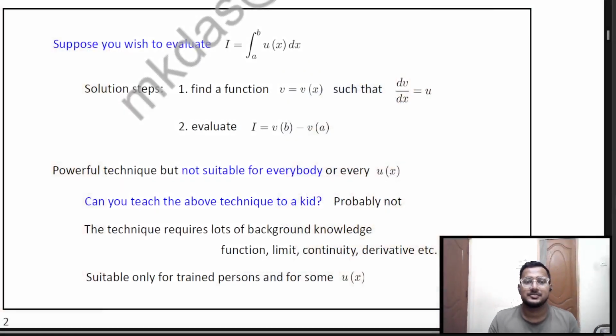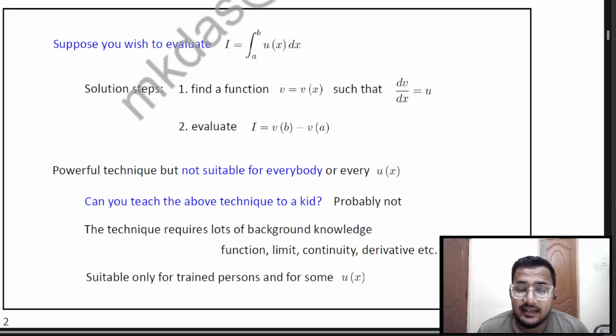Here on the screen, you can see that I have a page. Suppose you want to evaluate an integration over some limits, where the lower limit is a and the upper limit is b, and u is an expression of x integrated with dx. The simple method is that you need to find a function v, equal to v(x), such that dv by dx is equal to u.